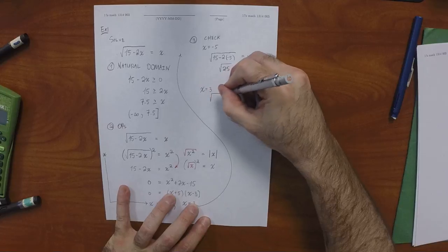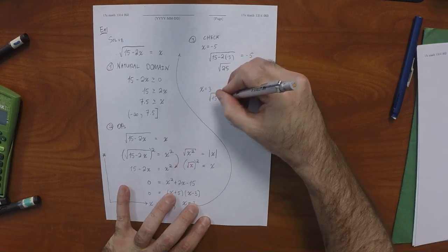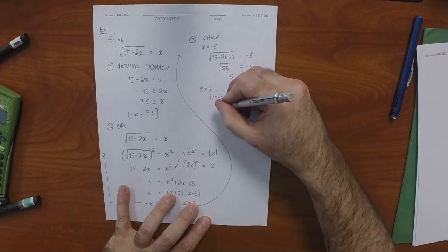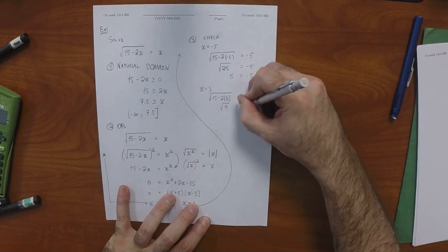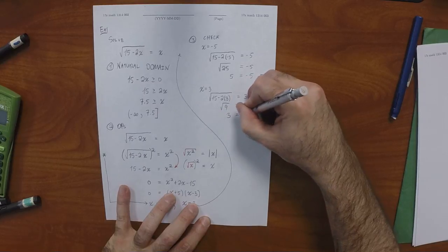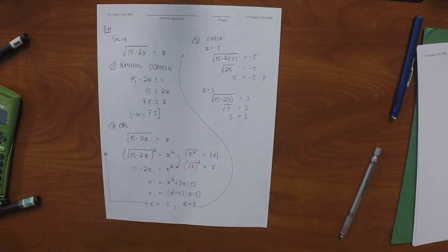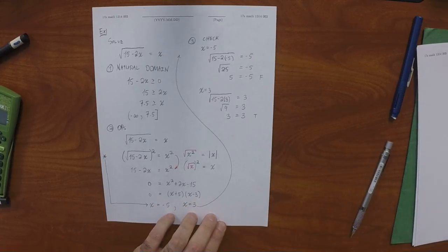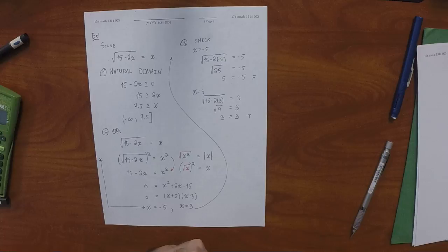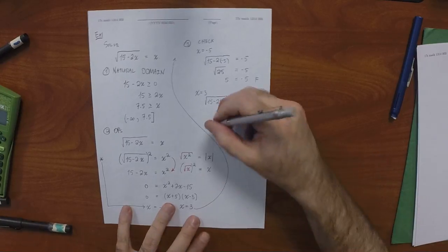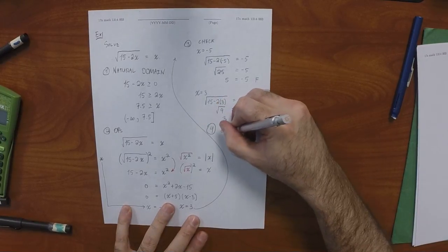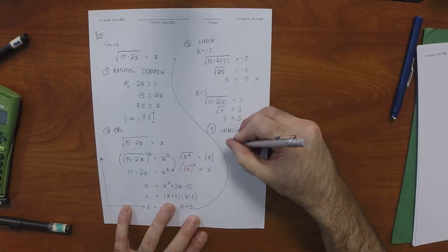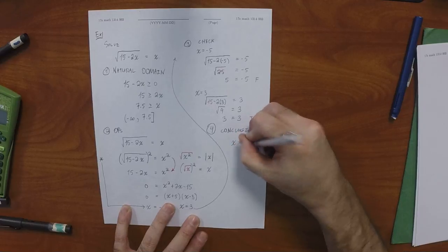Which is to say, let's plug it into the original equation. 15 minus 2 times 3 equal 3. 15 minus 6 is 9. Square root 9 equal 3. Square root of 9 is 3. So how about that? That's true. So what does that mean about 3? It is a solution. So the conclusion is that the only solution is x is 3.